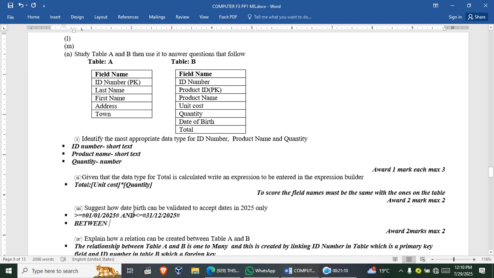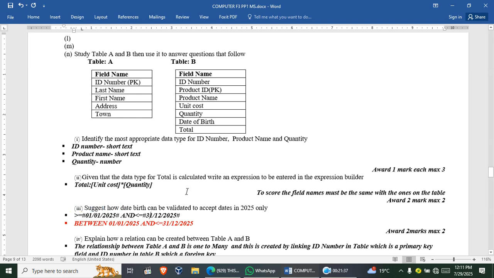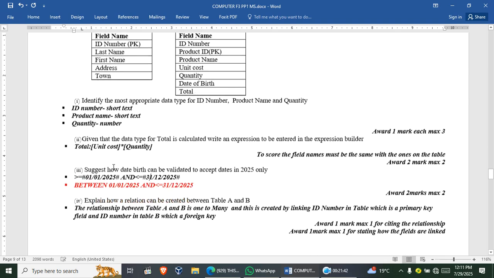So between this date and this date, instead of using these ones, we use the word between. That one will substitute this one. So instead of having this, you can just have this. Remember, Microsoft Access will put the hashes for you. It's not like that. You remove this hash. Microsoft Access will put it for you if need be. So that is another answer. Somebody may use this answer, and the second answer I have given is the professional way of doing it.